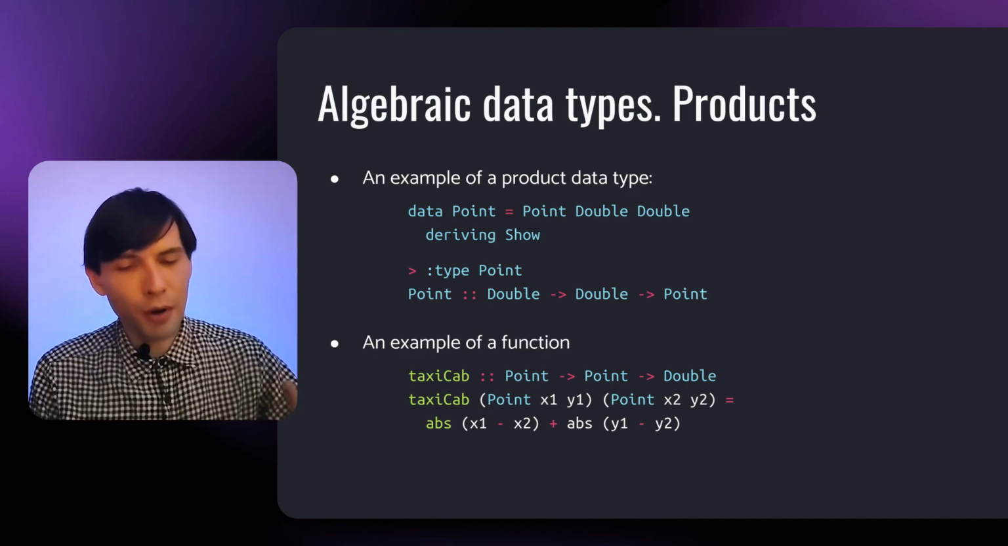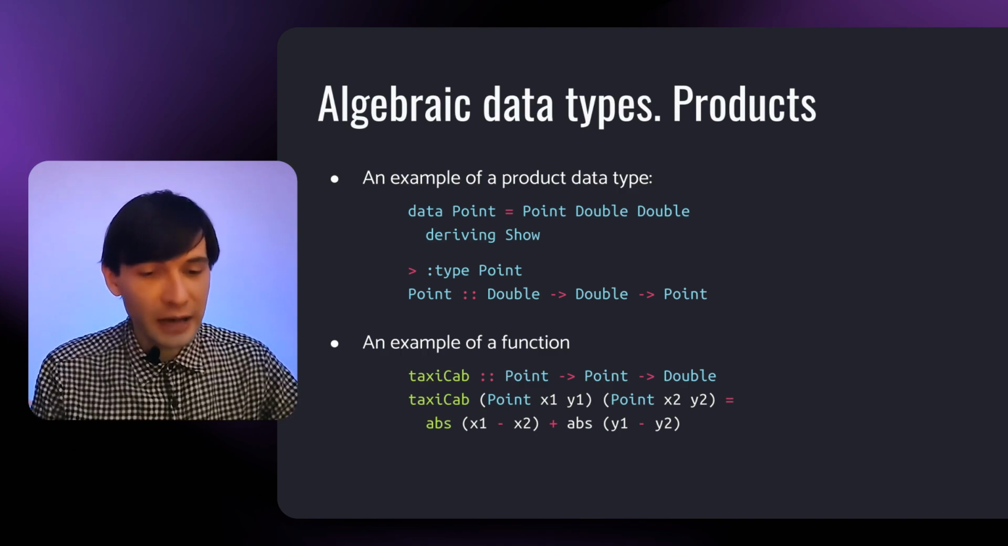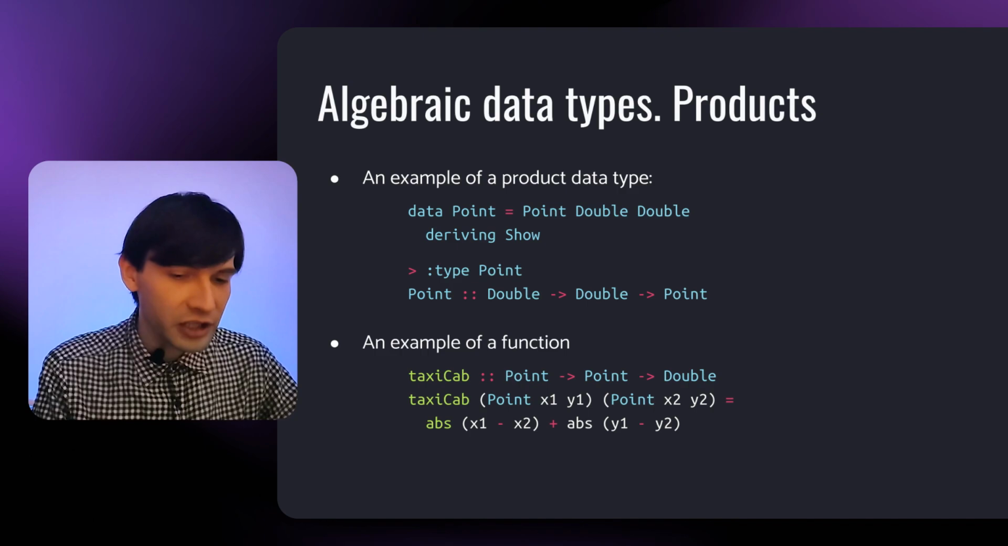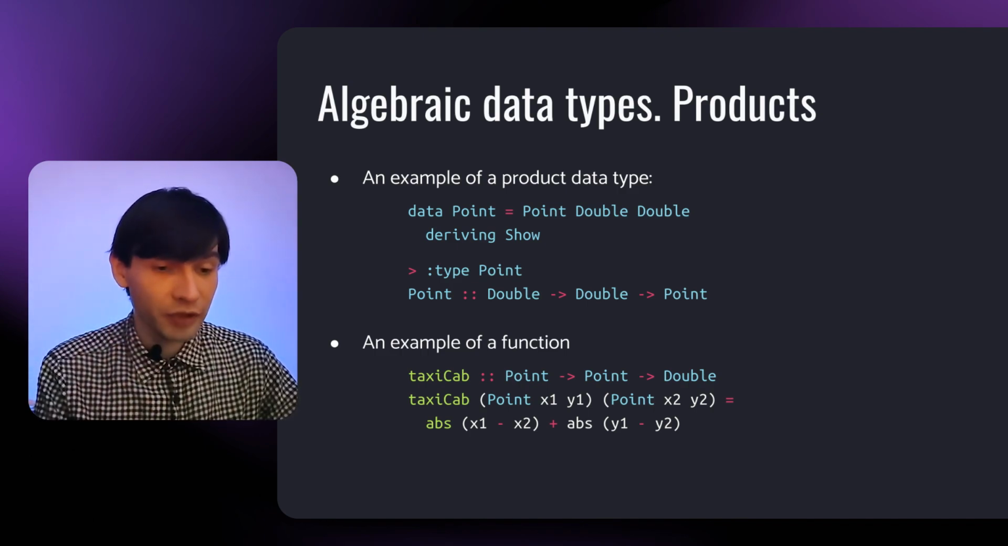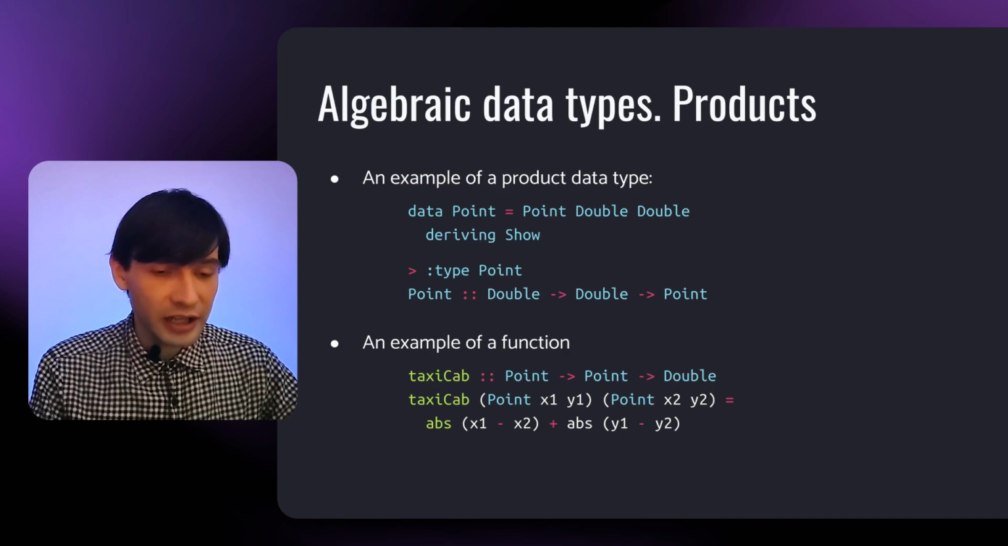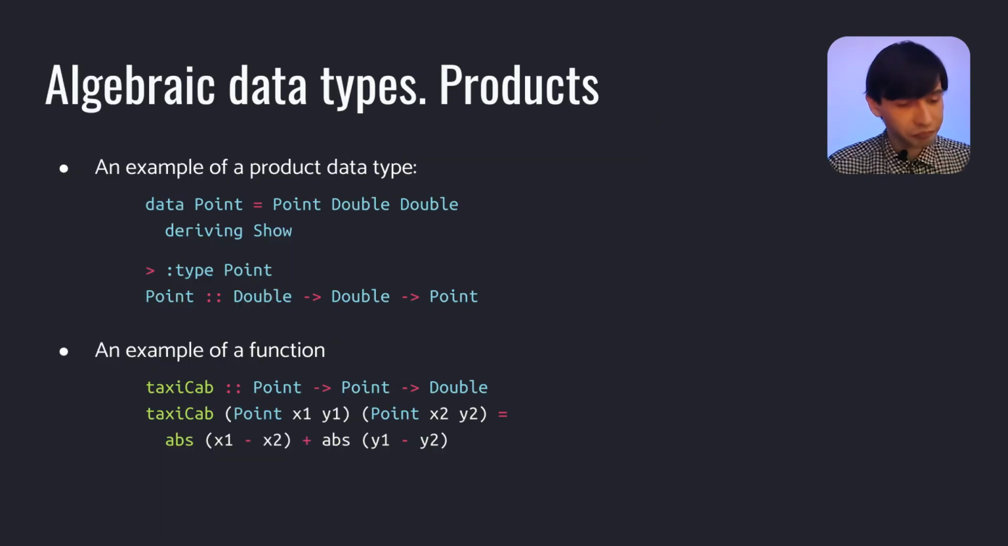Here we have 2 Points. The Point from the left is a name of a type. The Point from the right is a data constructor, which is a function itself. Let's take a look at this line. Point is a function that takes 2 Doubles and returns a Point constructed or generated by these 2 Doubles.